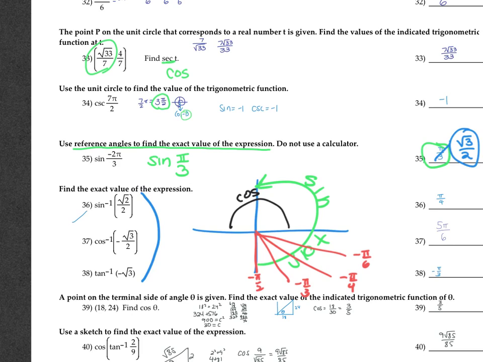So where is sine negative? Where would be sine root 2 over 2, and that's pi over 4? Where would cosine be negative root 3 over 2? That's 5 pi over 6. And where would tangent be negative root 3? And that's negative pi over 3.